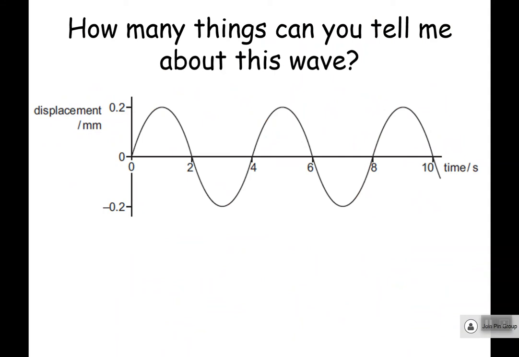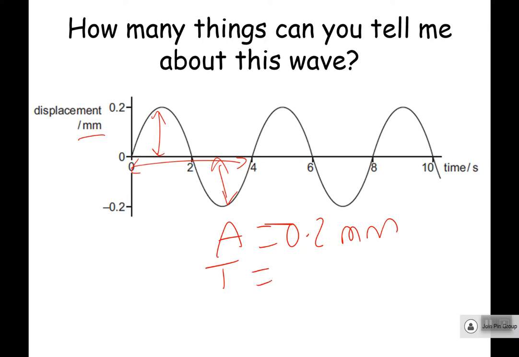So look, here's a graph. Pause the video. What I need you to do is tell me as many things as you can about this wave. So if we look, a few things, there to there or there to there, the amplitude is 0.2 millimeters. Look at your units. And then there to there, that's the period. Period is 4 seconds. Period, capital T, is 4 seconds.